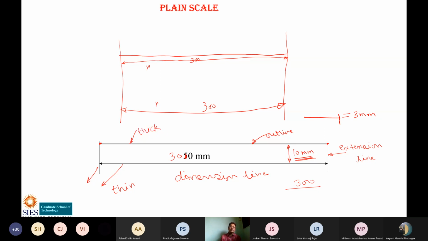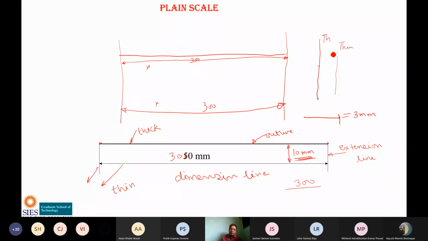Now, how will you differentiate between thick line and thin line? If you have a pencil or pen in your hand, you can draw a line like this, and then hold it with a light hand. I am not sure whether I will be able to show it to you using this tab, but hold it with a light hand and do it like this. So this is a thick line and this is a thin line.